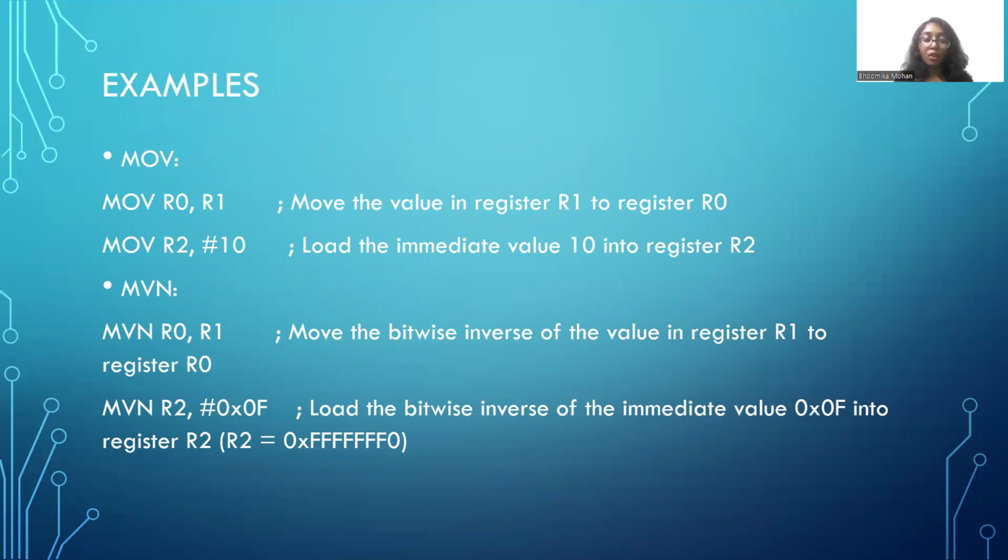Coming to examples for MVN, MVN R0, R1, where it moves the bitwise inverse of the value in register R1 to register R0. And the second example for MVN is MVN R2, #0x0f, where it loads the bitwise inverse of the immediate value 0x0f into register R2. R2 equals 0xf0.